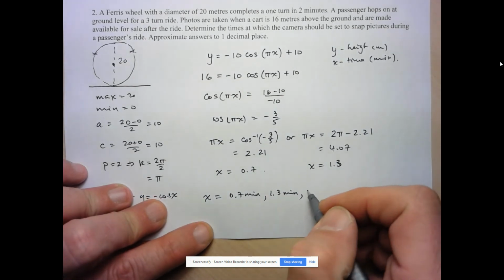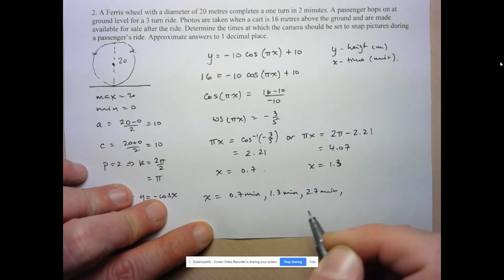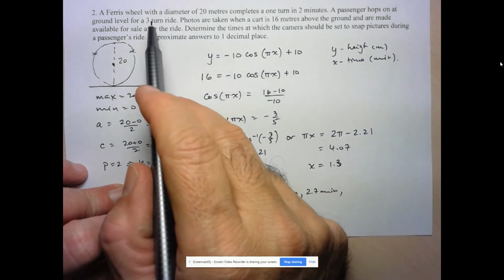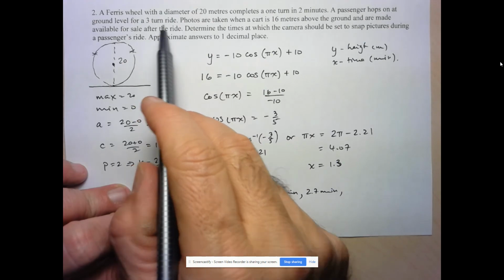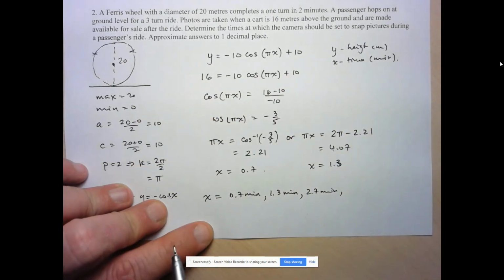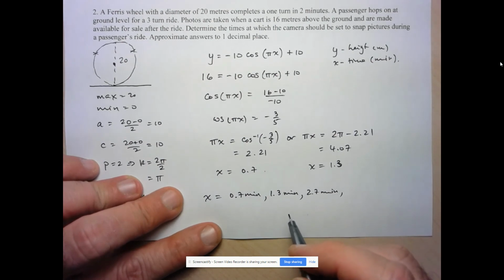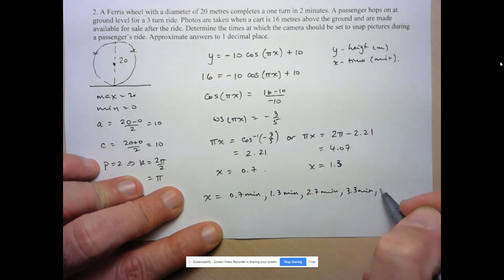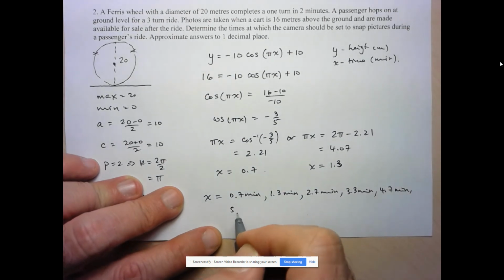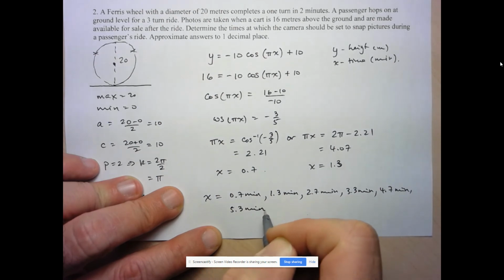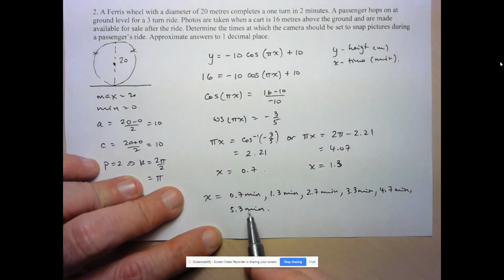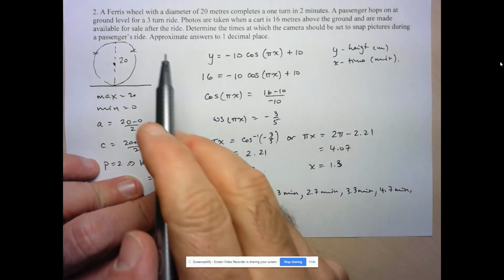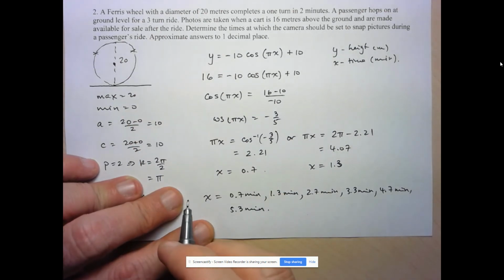So 2.7 minutes. We keep going until we reach a 3-turn ride. So let's figure out what a 3-turn ride would be. Well, 2 minutes each turn, 3-turn ride, so 6 minutes. We'll just keep adding 2 to both of them until we reach 6 minutes. So 1.3 plus 2 is 3.3 minutes. Then 2.7 plus 2 is 4.7 minutes. And then 3.3 plus 2 is 5.3 minutes. And that's as far as we're going to go, because if we add 2 to either of these, we're going to be beyond the 6-minute time for this ride.